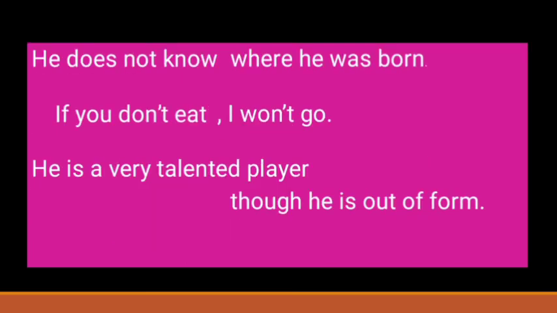Another, he does not know where he was born. So the dependent clause here is where he was born because it has a subordinating conjunction where, which satisfies a dependent clause. And we have another sentence here, if you don't eat, I won't go. In this sentence, we have if you don't eat to be our dependent clause and I won't go to be our independent clause.